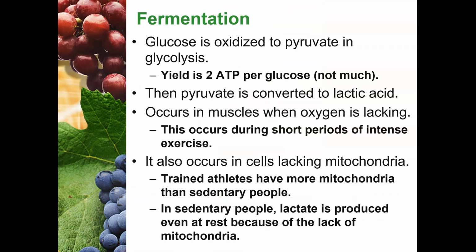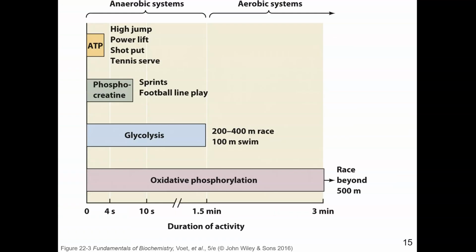So in anaerobic fermentation, glucose goes to pyruvate. You get 2 ATPs per glucose. That's not a lot. Then the pyruvate gets converted to lactic acid. That occurs in muscles when oxygen is lacking during short periods of intense exercise. But it also occurs in cells lacking mitochondria. And if you are a trained athlete, here's another reason to go to the gym: athletic training increases the number of mitochondria. Trained athletes have more mitochondria than sedentary people. So in sedentary people, you get lactic acid even if you're not exercising, even at rest. So it's good to exercise to get mitochondria.